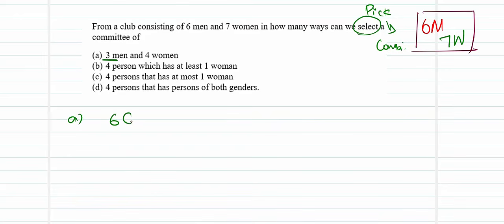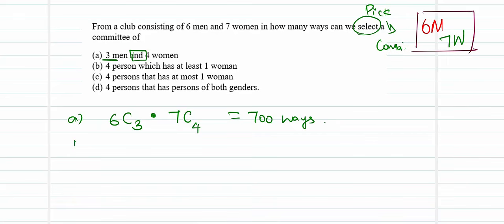I can do it in 6C3 ways. There is an AND operator in between, so I'll have to put a multiplication sign over here. 4 women from 7 women, so it is 7C4. So I can do 6C3 multiplied by 7C4. So that will totally make the number of ways equal to 700 ways.